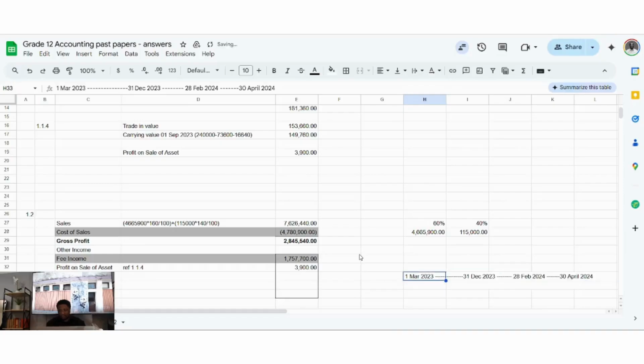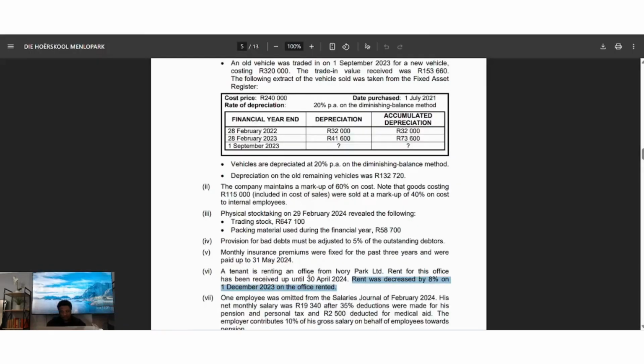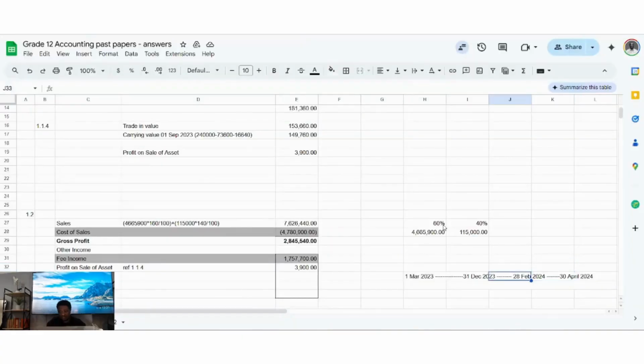So if you can just do this quick timeline, and then also just write the notes in terms of what it is. This is the start of the year, this is the day the rent changes, this is the end of the financial year, and this is the date until we received the rent for. All right. Yes, so okay, it changes on 1 December, not on 31 December, so just make sure we correct that.